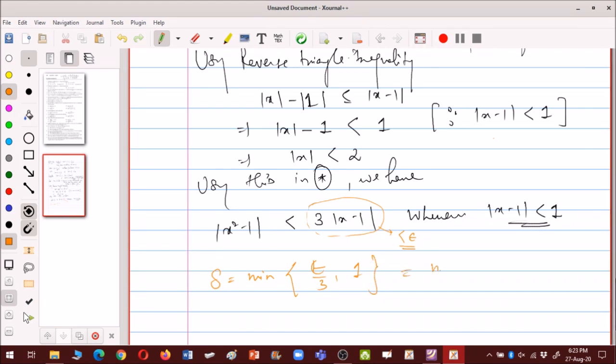So this is equal to the minimum of 10^(-3) times 1/3 and 1, which is equal to the minimum of 10^3/3 and 1, and this is nothing but 1. So we get delta to be 1; if I take delta to be less than 1, then this condition holds for me.